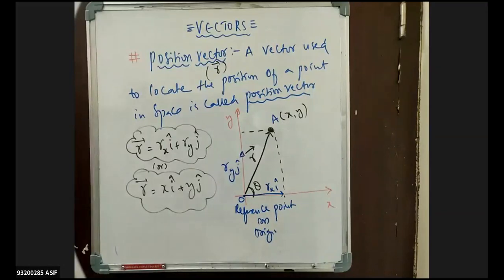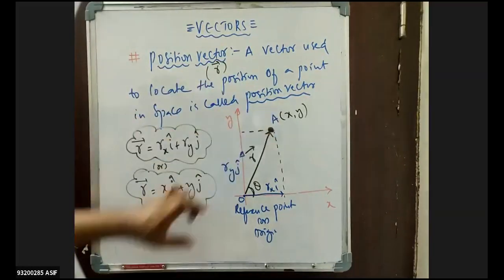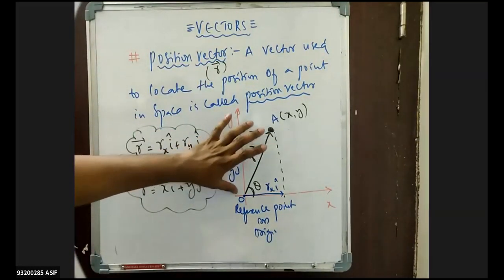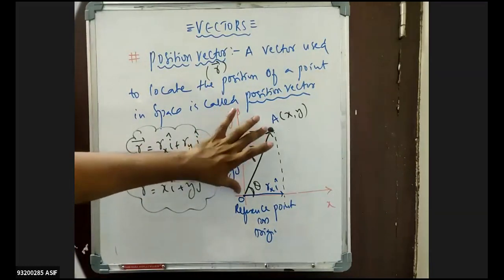So the magnitude of the position vector is given by what? The distance between the point and the origin. If it's asking for the magnitude, what will be the magnitude here? O to A will be the magnitude. That means larger or smaller depends upon the distance between O and A.